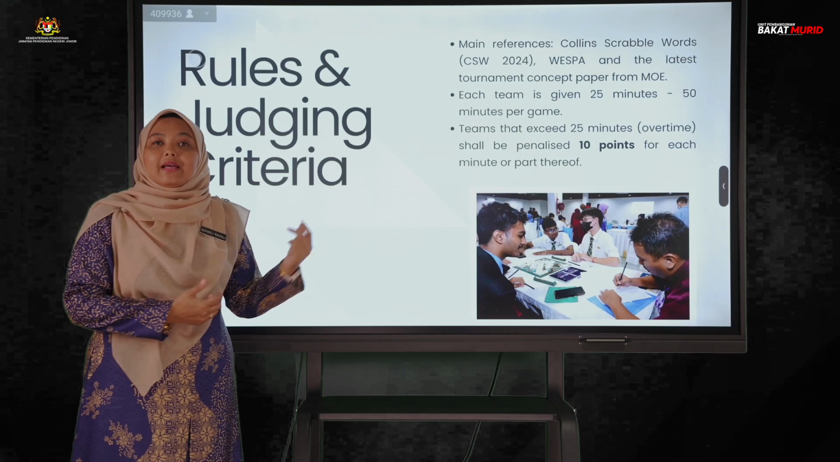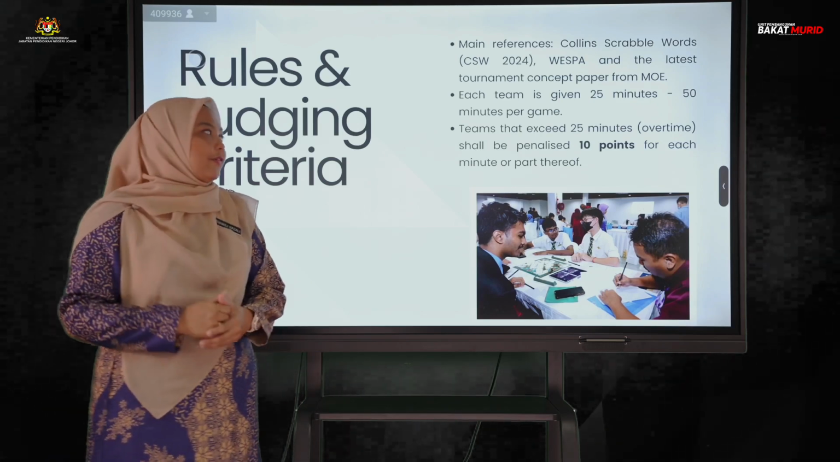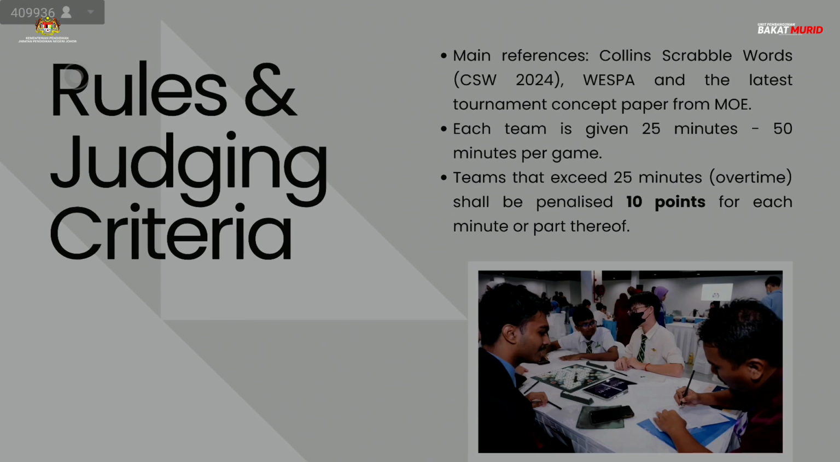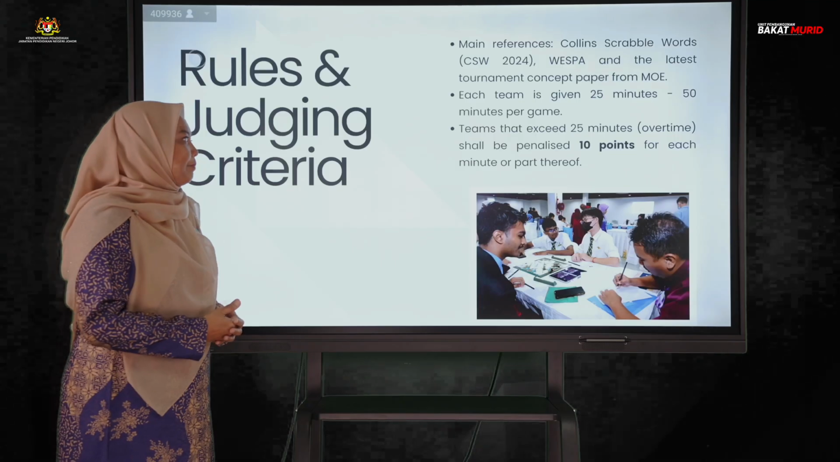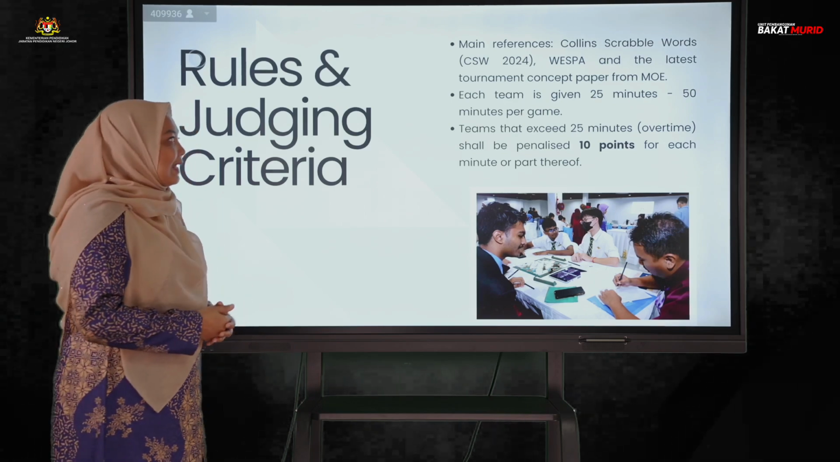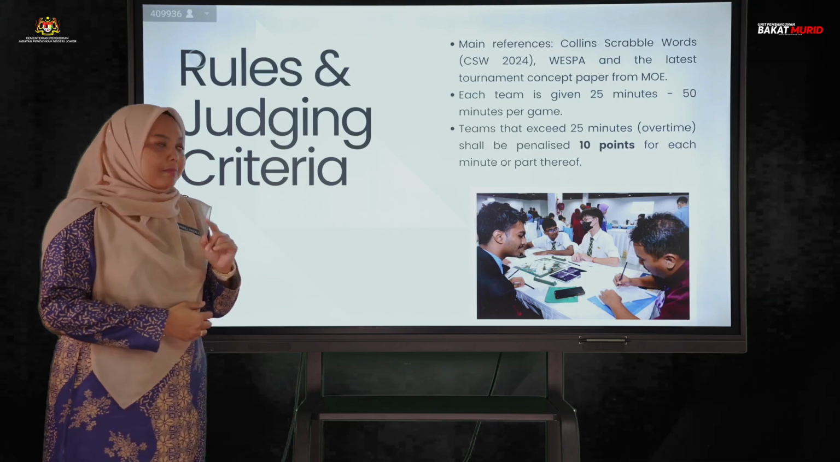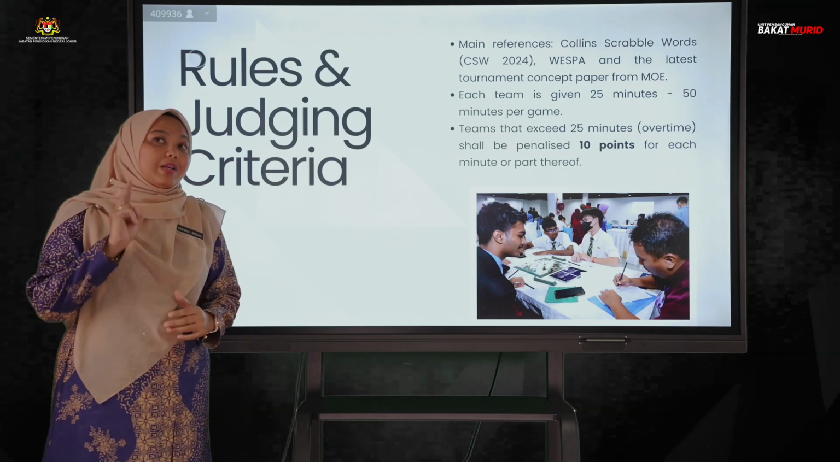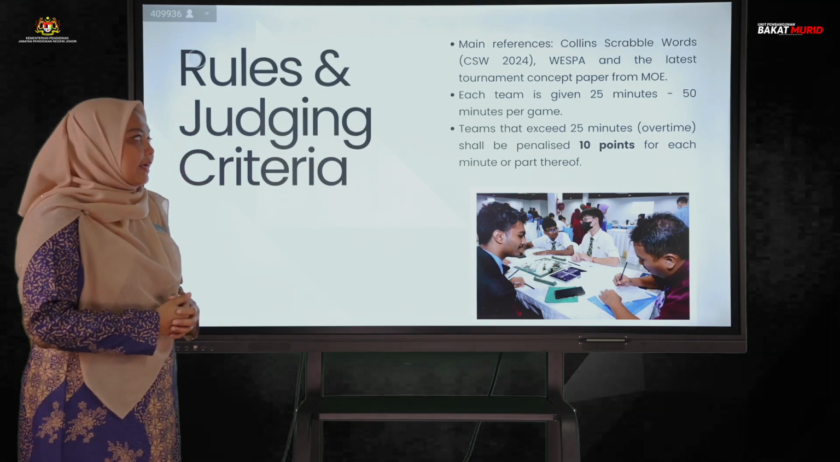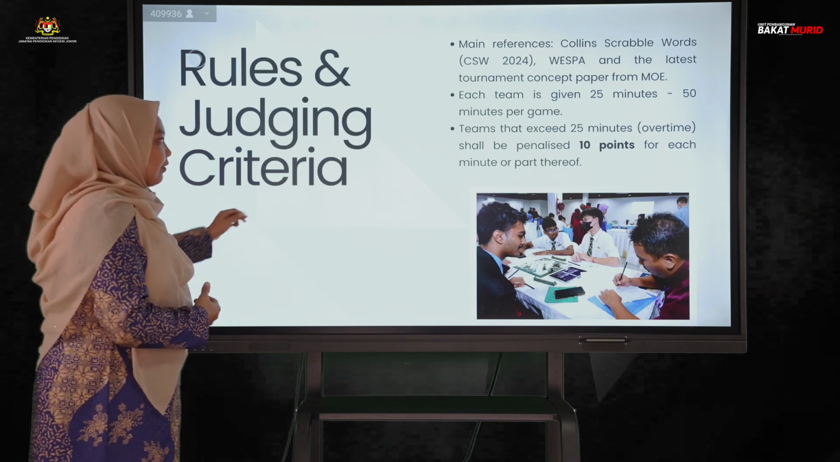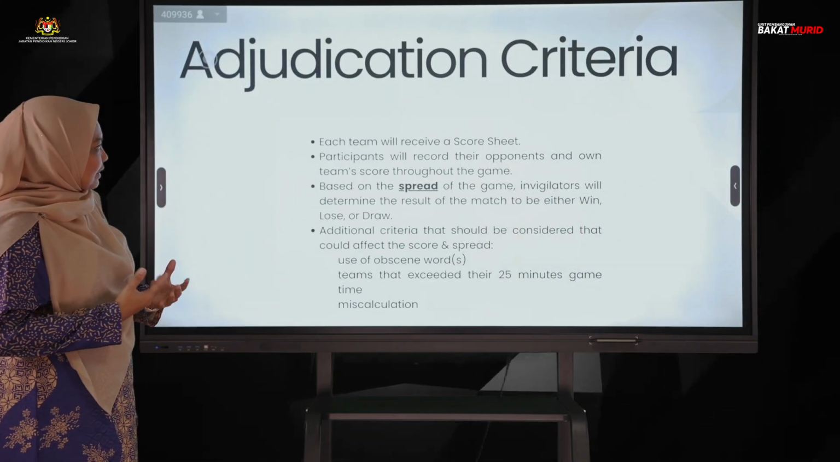If we look at the rules and judging criteria, first thing first, we have to refer to the main reference for this competition, which is Collins Scrabble Words CSW 2024, and also Vespa and the latest tournament concept paper from the MOE. Teachers and students, each team is given 25 minutes to 50 minutes per game, and please bear in mind that teams must not exceed 25 minutes, which shall be penalized 10 points for each minute or part thereof.